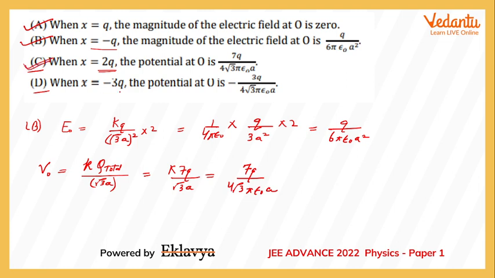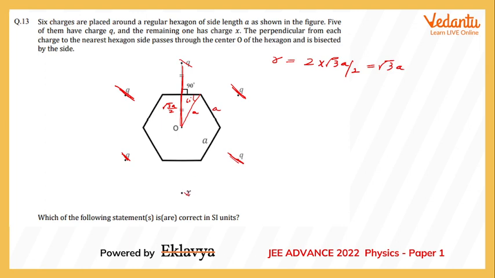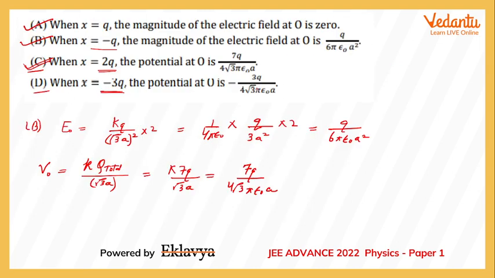Now option D says that when x is equal to minus 3q, even if this is minus 3q, there are 5 other charges present in the surrounding, so the net charge will become 2q. So that will still give us a positive value of potential, and that value will be 1 upon 4 pi epsilon naught into the net charge 2q, so 2q divided by root 3a. So it is going to be q upon 2 root 3 pi epsilon naught a.